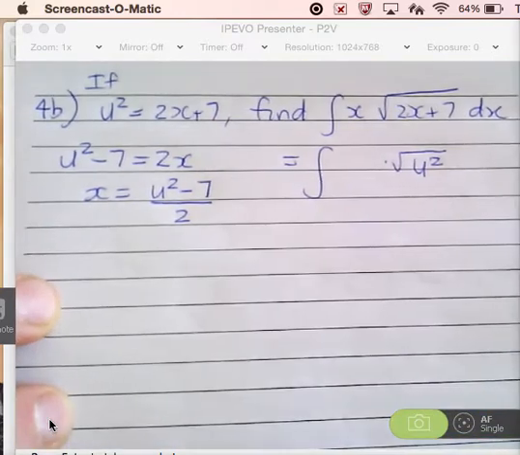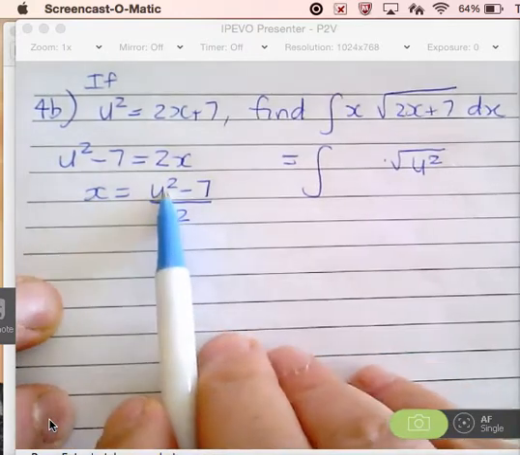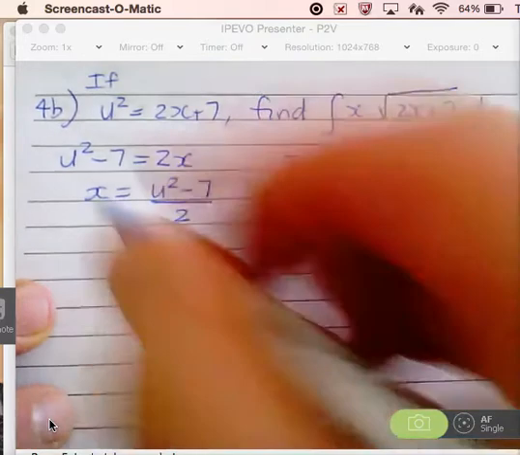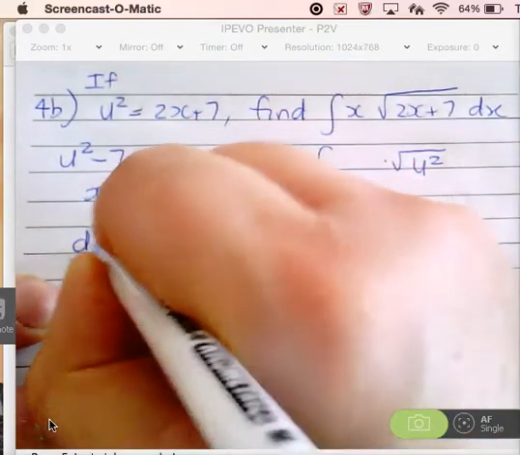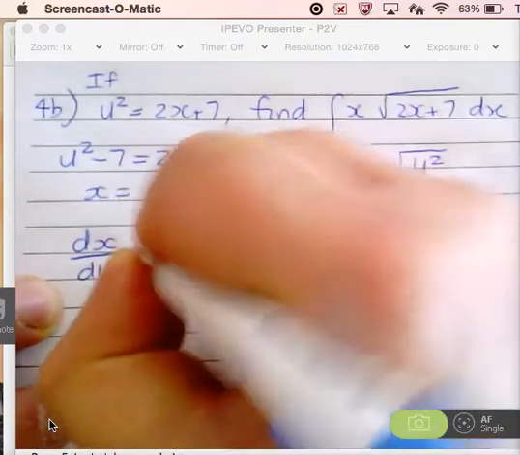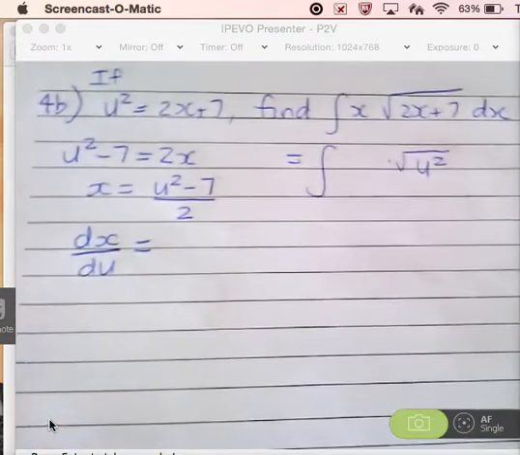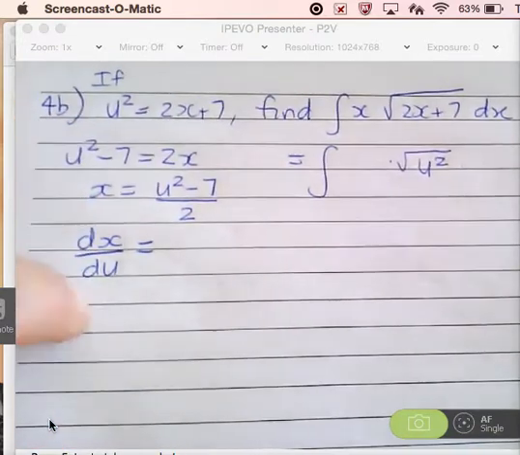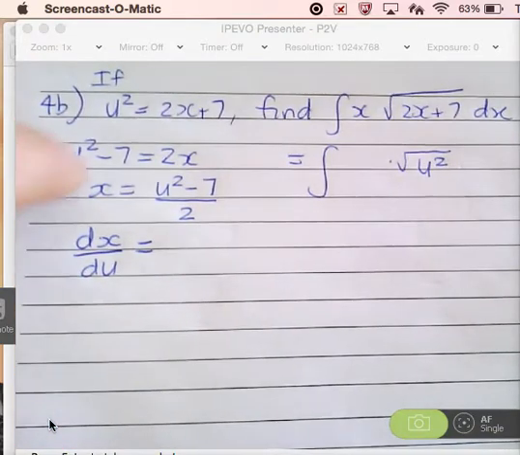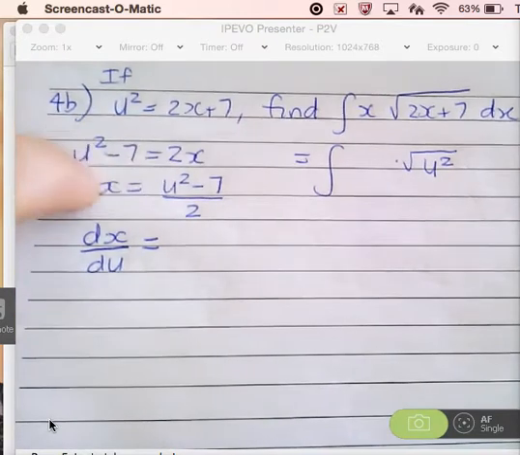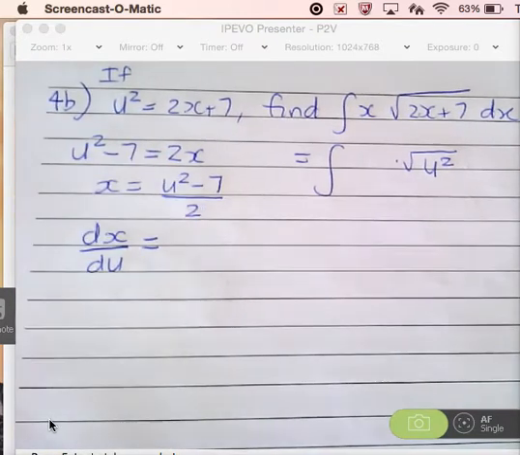Now you can do dx du. Because normally if there's a y and an x here, isn't it dy dx? It's d whatever's out the front, dx du. If it was y and x, it'd be dy dx. If the x is out the front and the u's there, it's dx du. All right, what do you get?